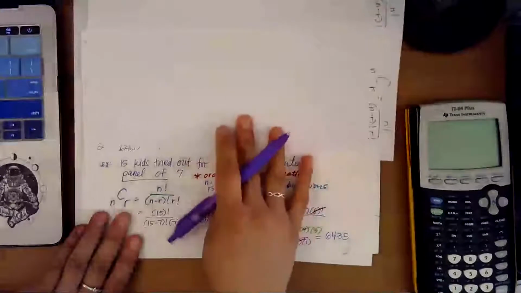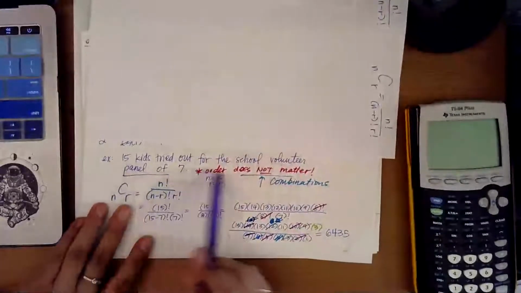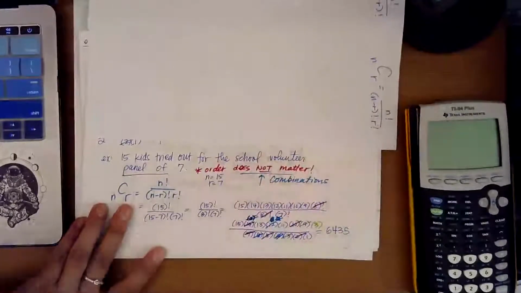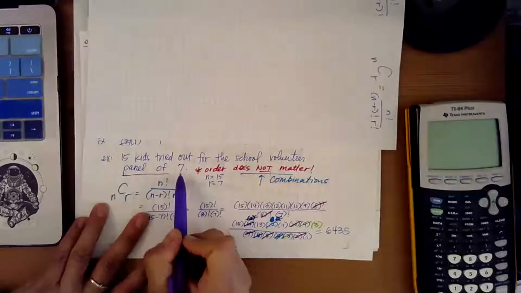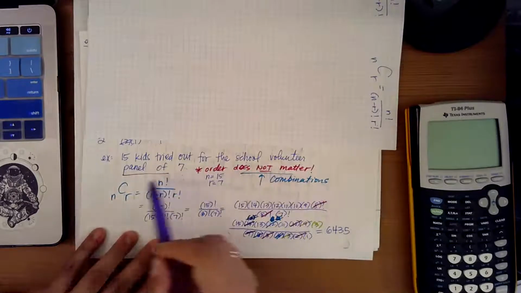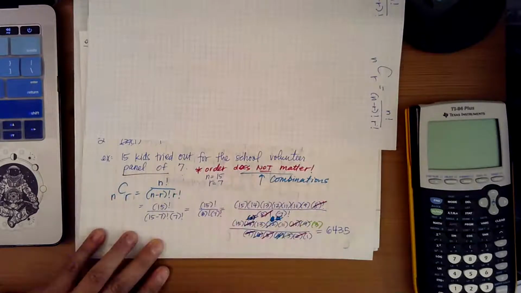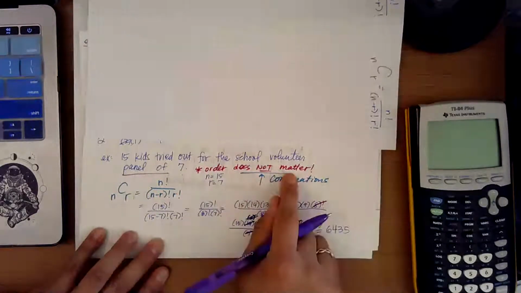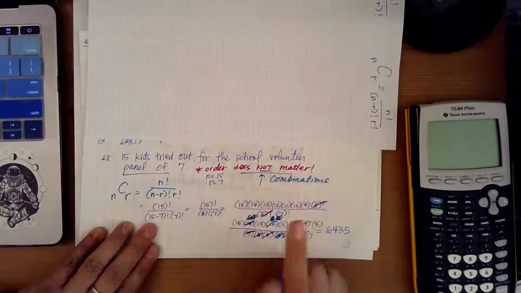Now let's look at this one. What if my kids were trying to start a volunteer panel of 7? So now here, that 7 does not require a specific role. You just make a panel. So order does not matter.